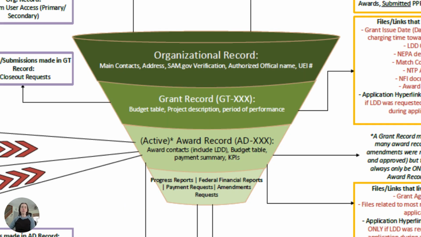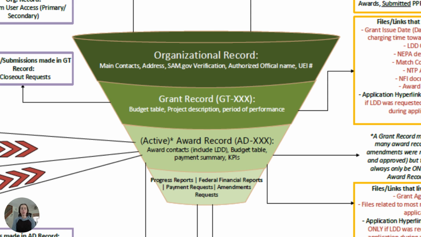Let's start off with the funnel itself. As you can see at the very top, the biggest record, which holds everything else, is that organizational record. So information found at that level are main contacts, address, SAM.gov verification, authorized official name, UEI number, amongst other things. This is the organizational record for the grantee, the entity that has been awarded funds.